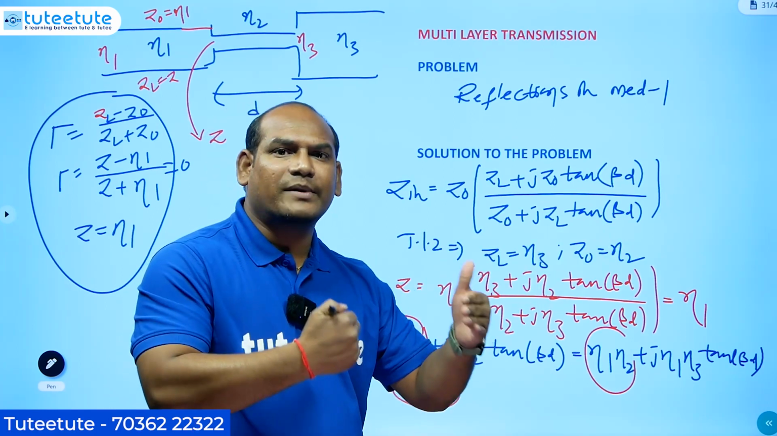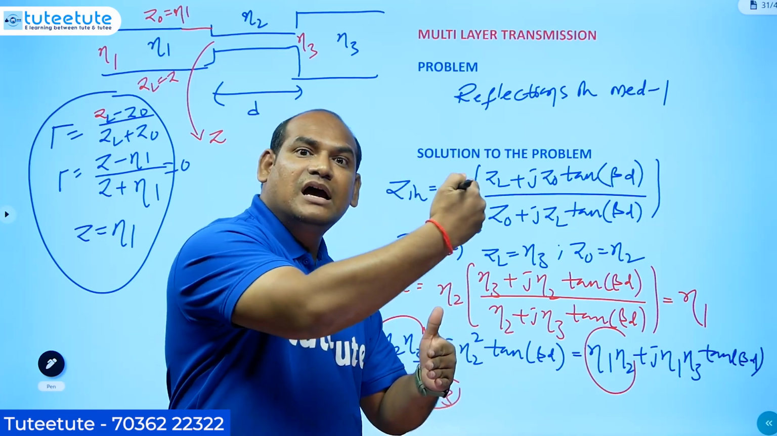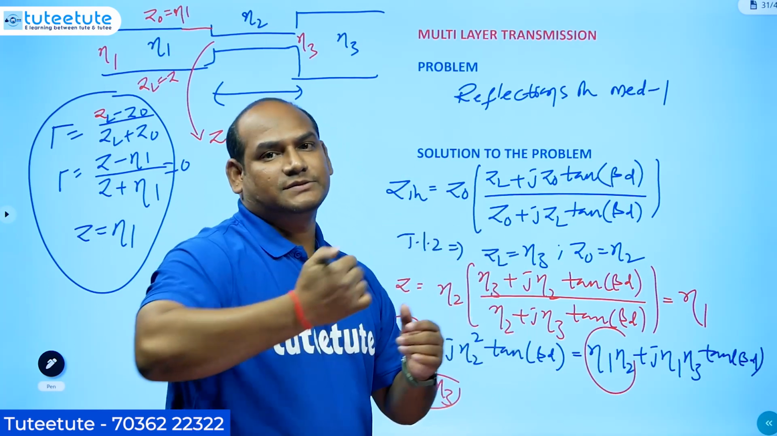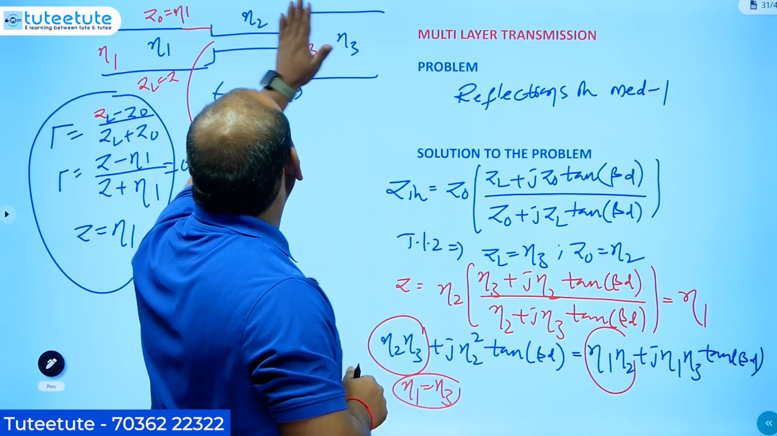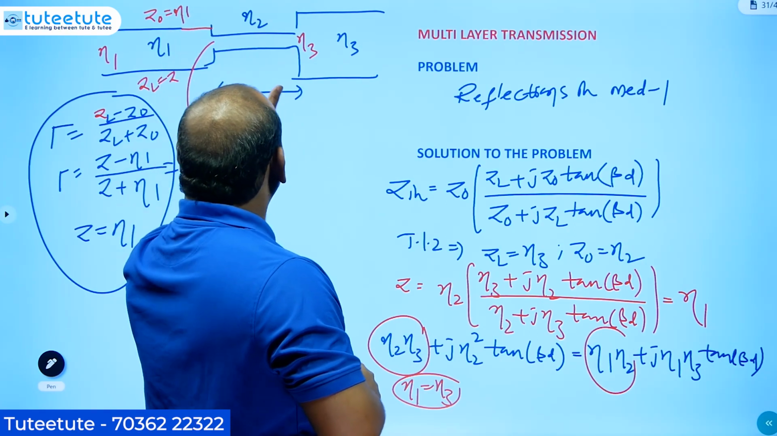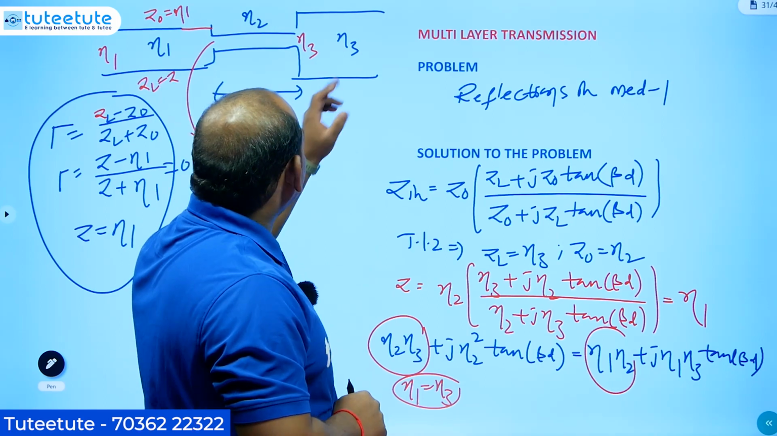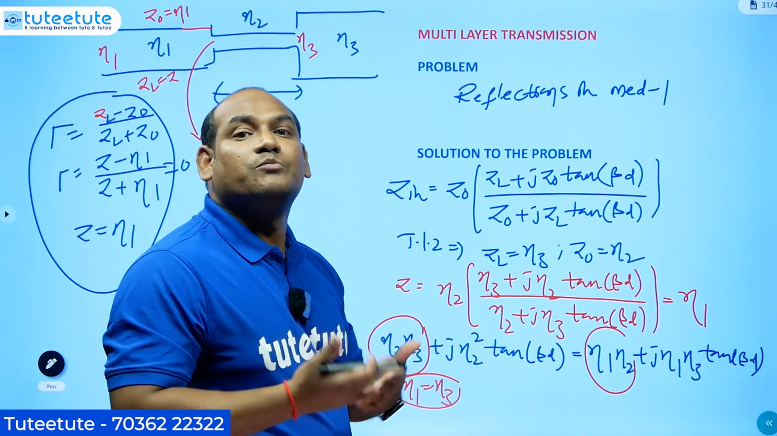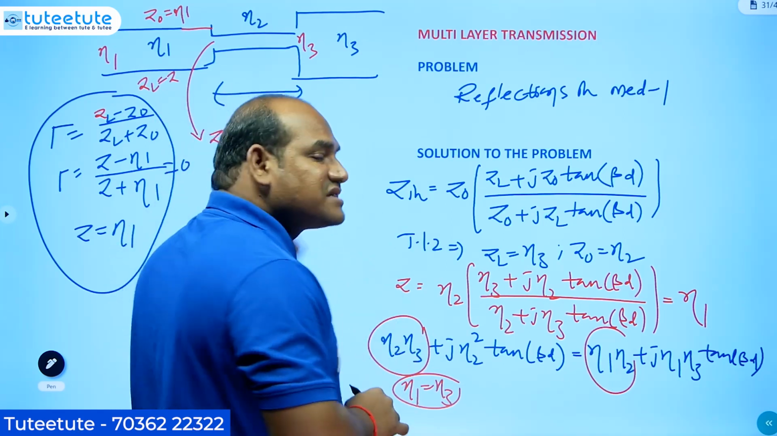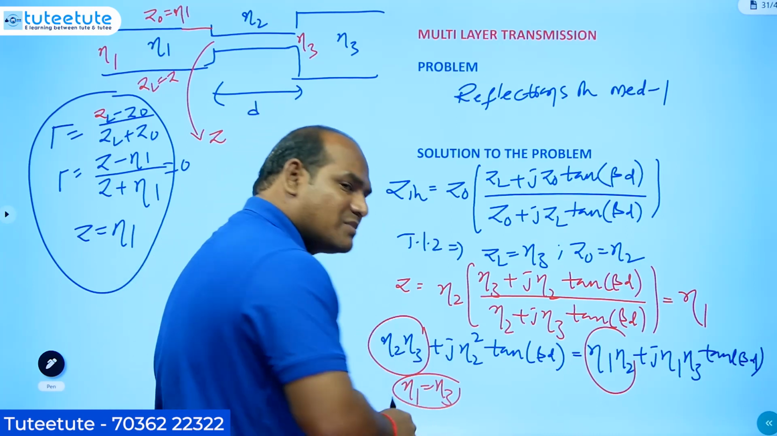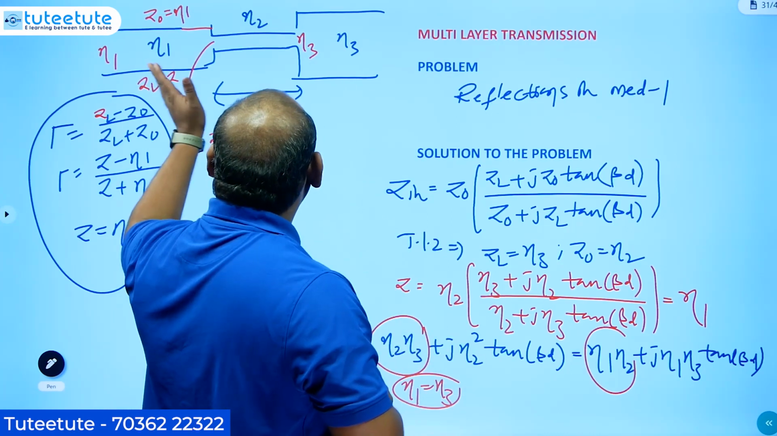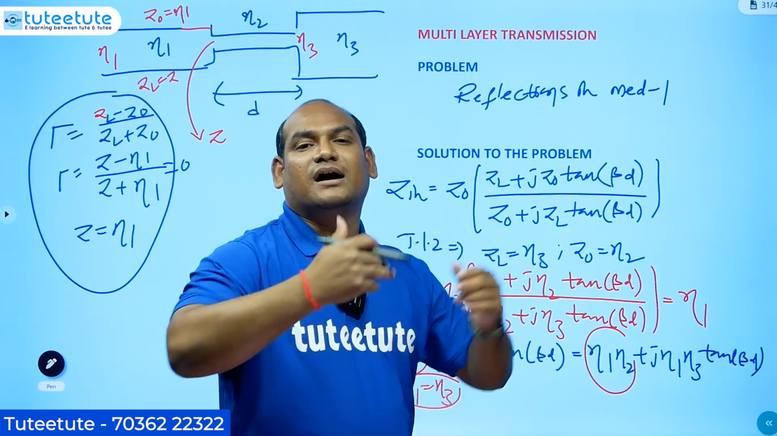When the length is lambda by 2, then whatever the impedance is there will be repeated. So here, whatever the impedance is, that will be repeated here whenever this d is equal to lambda by 2. Then the total transmission line will have the same impedance, so that reflections are not possible. So this is one thing. But generally, these three media are different media.